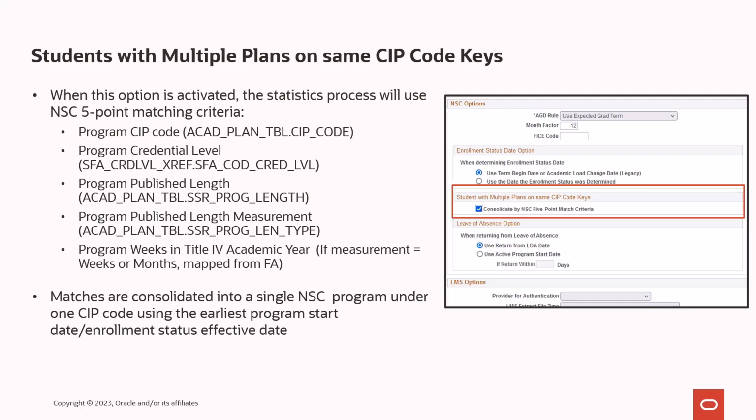If you run the process with this option set to no, there is no change to the way the process reports student plans, and each NSC eligible active plan is reported regardless of matches on the criteria listed, but potential duplicates will be identified.